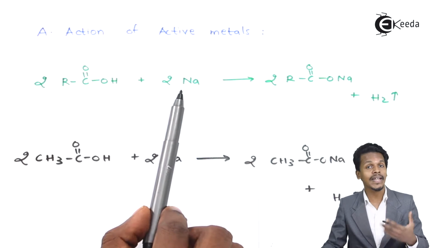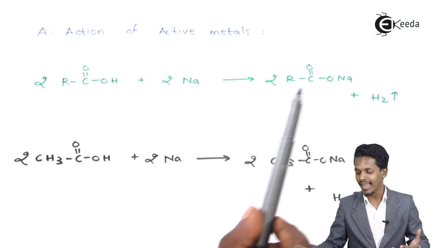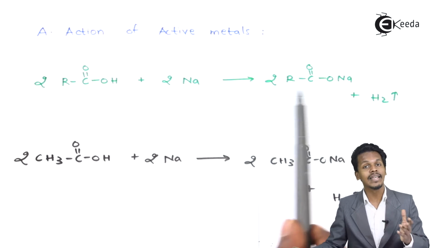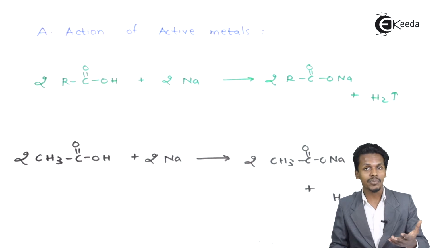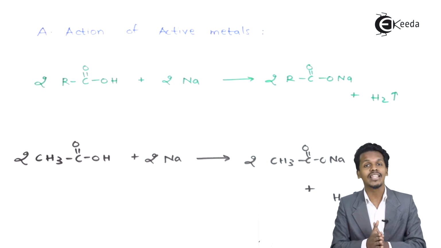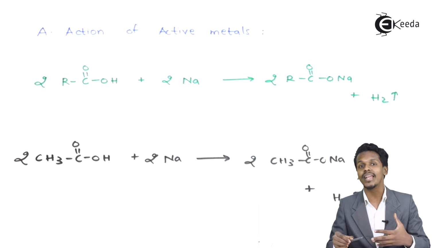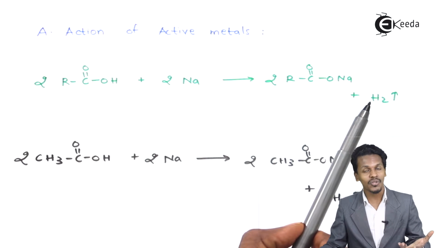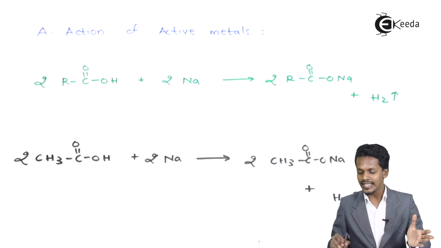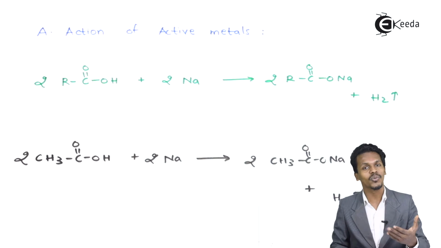We can also consider another metal like potassium. The reaction will be the same, and the product we get would be the potassium salt of carboxylic acid. We can also react it with calcium, or with magnesium. Talking about calcium, calcium has a valency of 2, so 2 molecules of acetic acid combine with 1 atom of calcium, and there will be evolution of H2. So this was the reaction of active metals with carboxylic acid. Now let us move on to the next one.